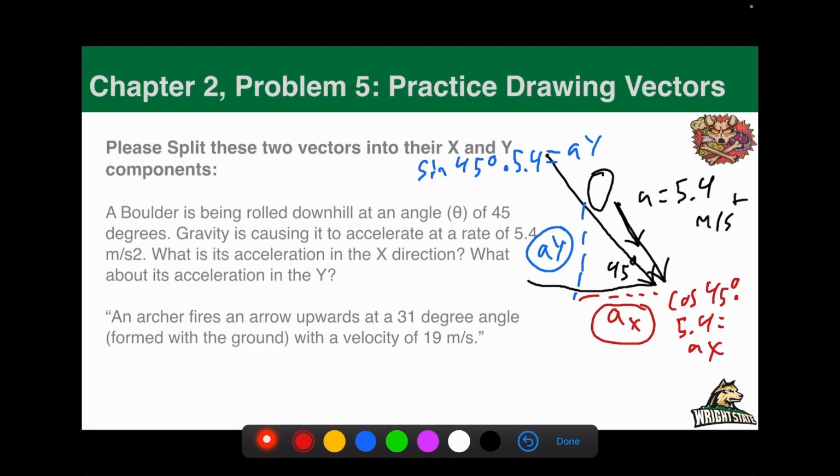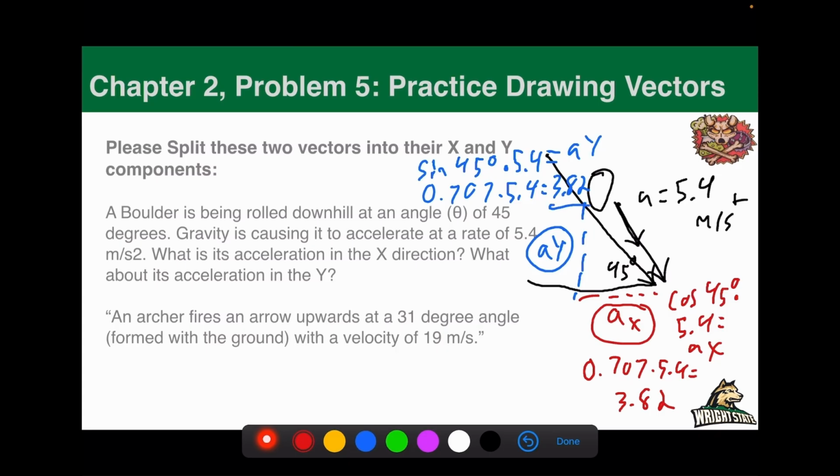Okay, cool. So let's go ahead and do that. Sine 45 in a calculator comes out to be about 0.707 times 5.4, comes out to be like 3.82. And x comes out, cosine of 45 degrees comes out to be 0.707 times 5.4, and that is about 3.82 as well. Okay, so, interesting. Notice my y and my x component in this case are exactly the same.